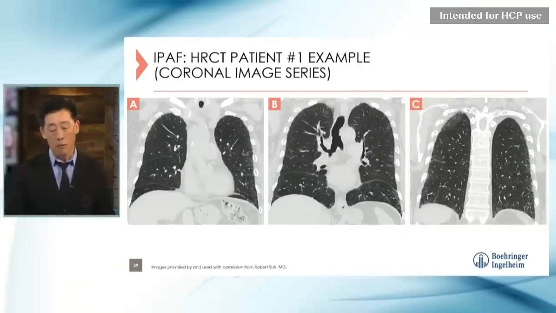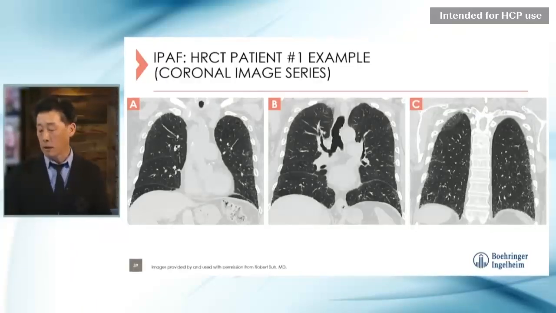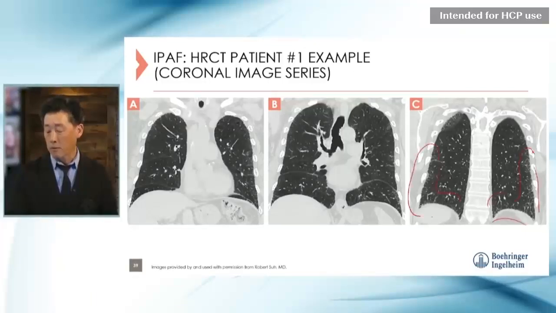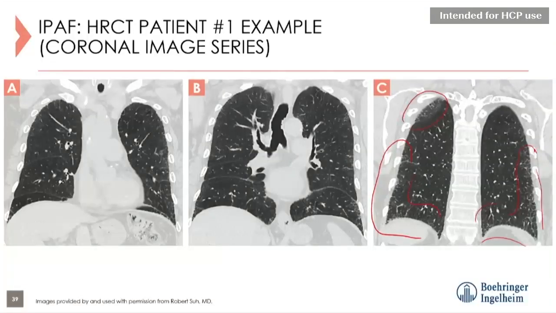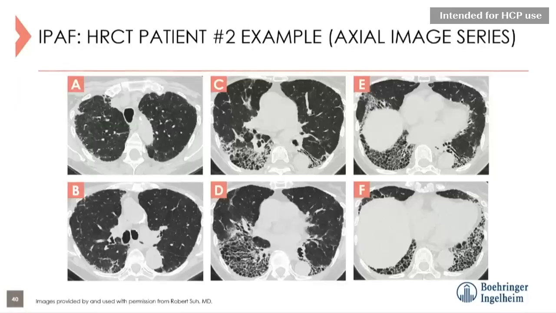Again, we can look at the coronals, and very nicely you can see that most of the reticulation is down in the periphery and favors the lower lung, although we do see some in the upper lung as well. And again, the coronal images are a very nice way to not only look at the degree of involvement, but also the distribution. So I'm going to hand it over to Juan to go through our next case.